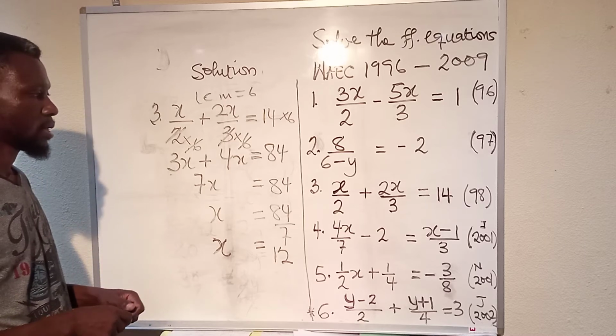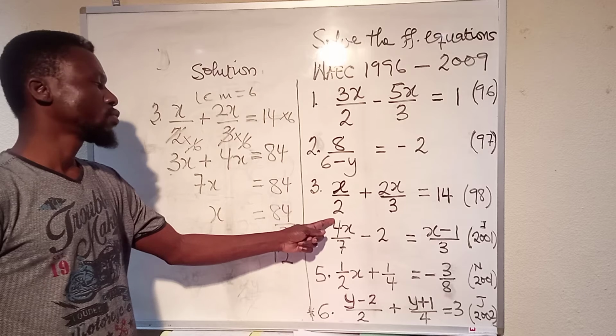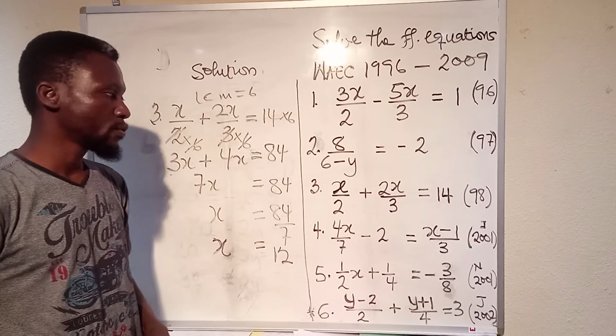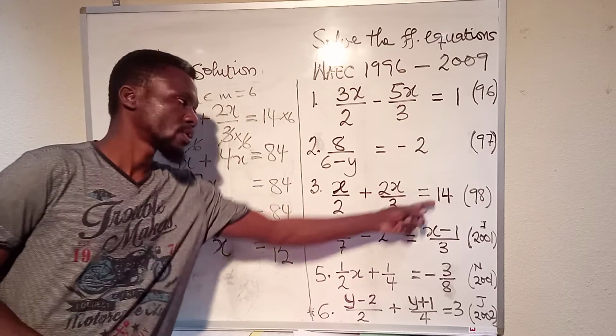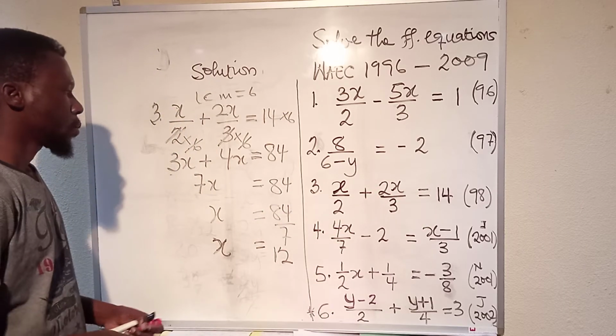All right. So that is the answer that we got. Now let's substitute here quickly. 12 divided by 2 gives you 6, plus 2 times 12 is 24. 24 divided by 3 will give you 8. 8 plus 6 will give you 14. So that is correct. So now let's quickly look at question 4.